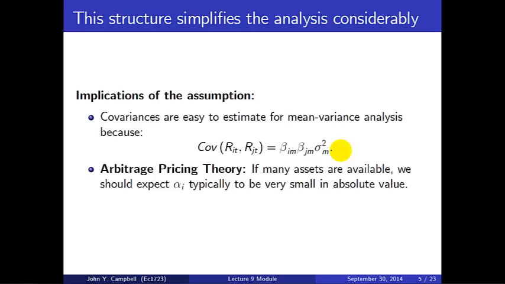But beyond that, we have the so-called arbitrage pricing theory, which says that if many assets are available and the residual risks, the epsilons, are uncorrelated with one another, then we should expect that the alpha I intercepts in those regressions should typically be very small in absolute value. Now I'm going to need to be much more precise about what I mean by that. What does typically very small mean? Well, let's go forward and find out.